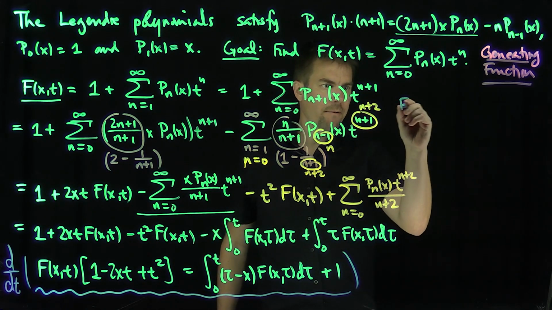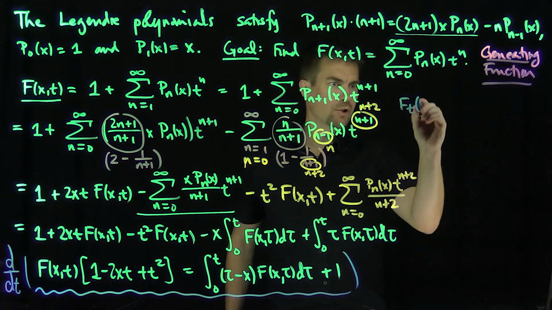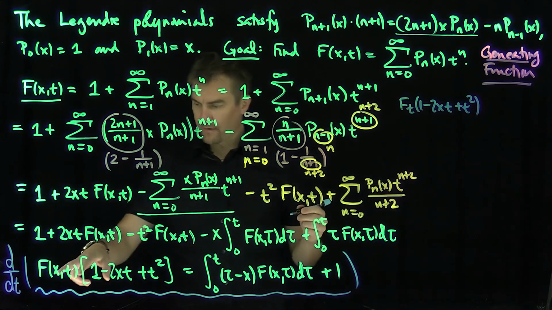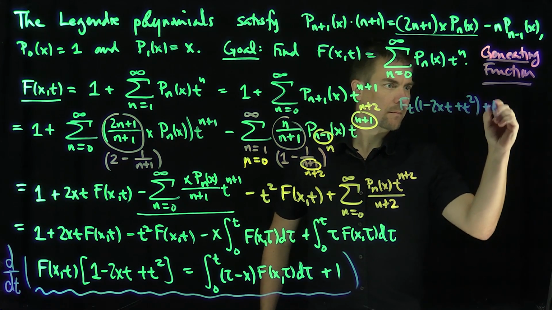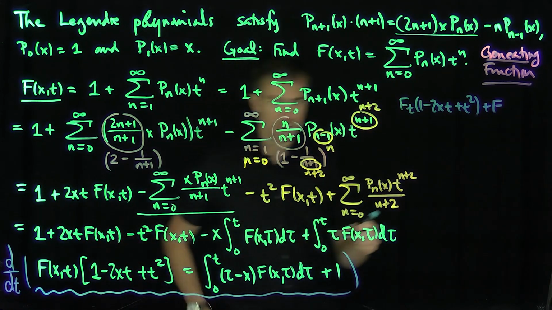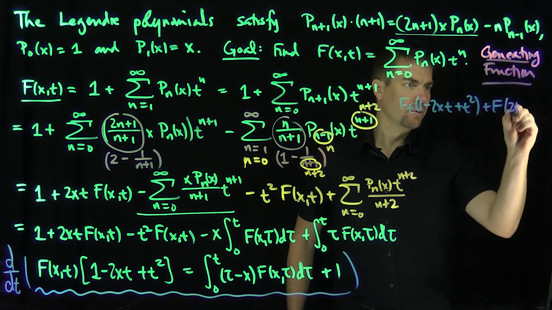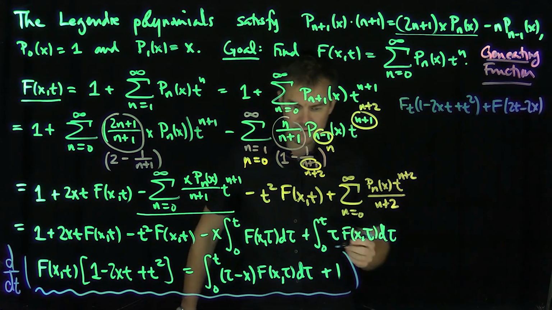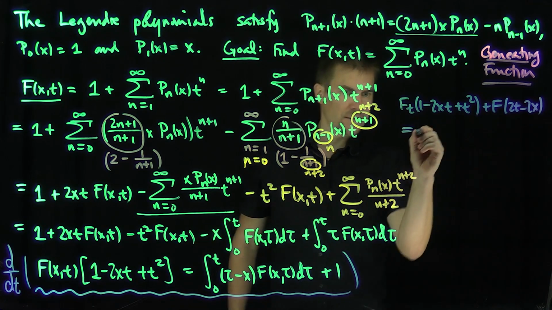I'm going to have f_t times this function, 1 minus 2xt plus t squared. And then I have f, and then the derivative of this function, which is 2t minus 2x. So f times 2t minus 2x. And if we do the t derivative of this side, the 1 is going to go away.